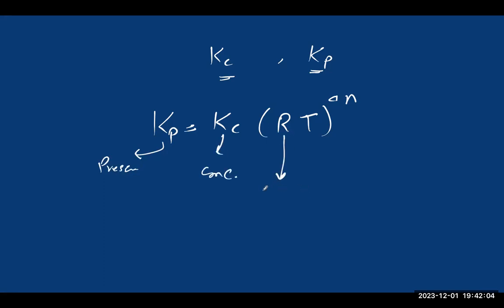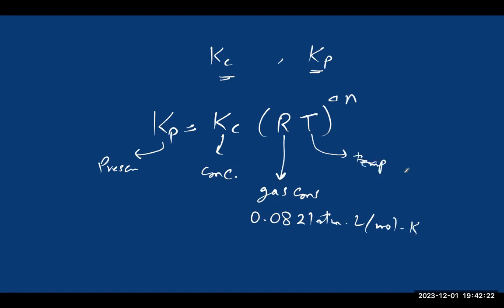R is the universal gas constant, and it is equal to 0.0821 atm·L/(mol·K). T is the temperature, and here it is measured in Kelvin. Delta N is the difference in the number of moles, which is moles of products minus moles of reactants.